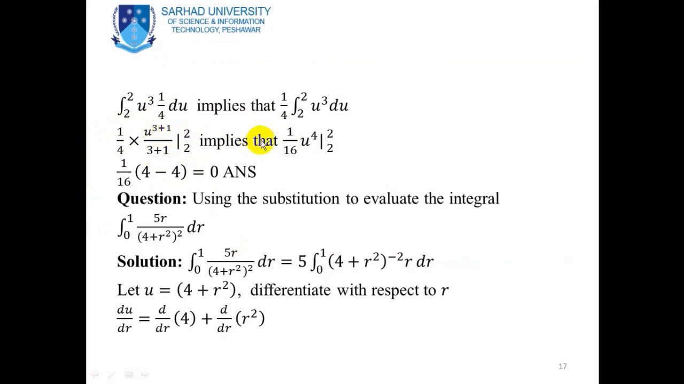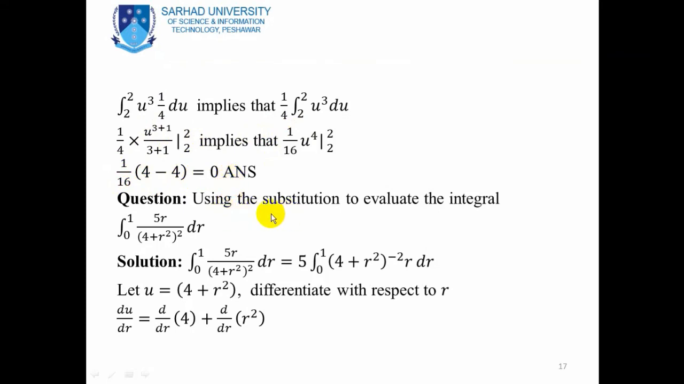Now putting in the limits, upper limit minus lower limit. The procedure for putting the limits, dear student, note that first of all we put the upper limit minus the lower limit in the obtained result. After putting the limits, we obtain 1 over 16 into 4 minus 4, which is equal to 0.